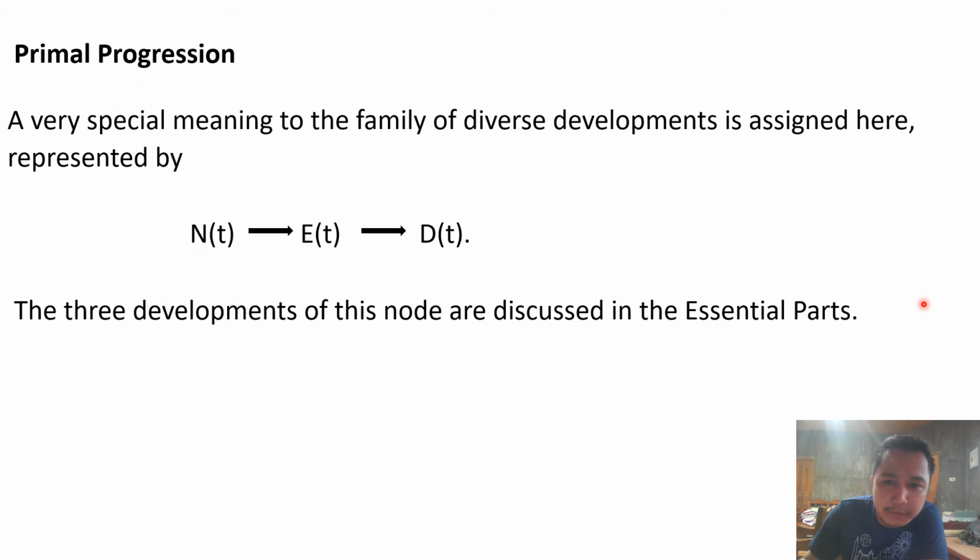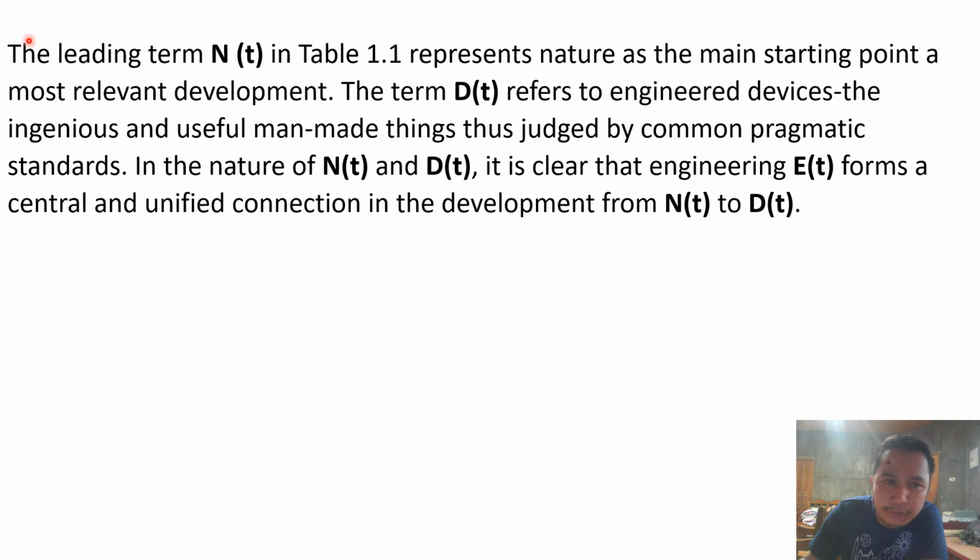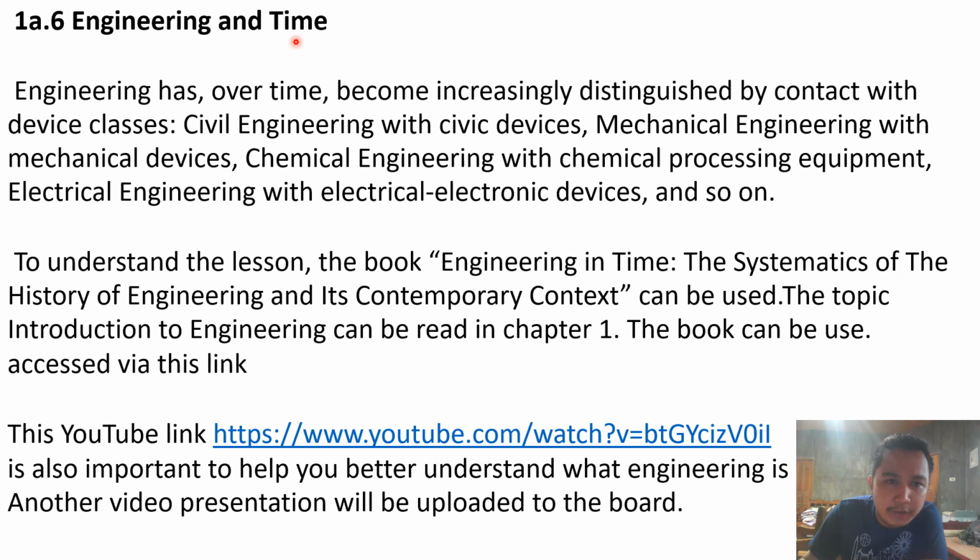Primary progression. This is a connectivity progression. Engineering over time has become increasingly distinguished by its connection with device class: civil engineering with civic devices, mechanical engineering with mechanical devices, chemical engineering with chemical processing equipment, electrical engineering with electrical and electronic devices, and so on.